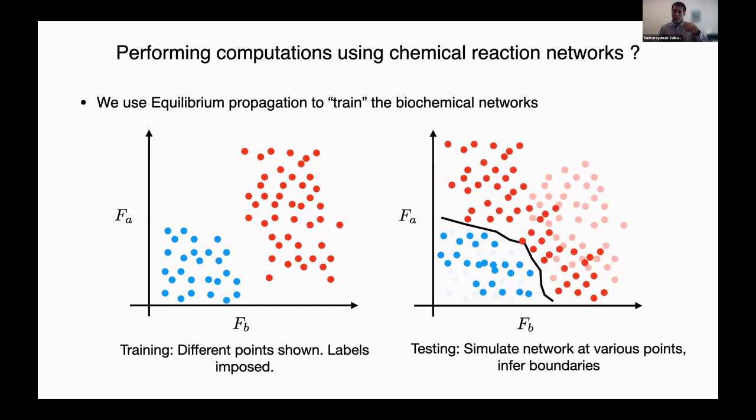And then we train the network. We try to learn parameters for all the other rates of the network that allow that to happen. And then we test it. We simulate the network at a lot of other different points, and that's what's depicted in the second thing that just showed up. And then we infer the presence of these kinds of boundaries. Okay, so that's what we do.